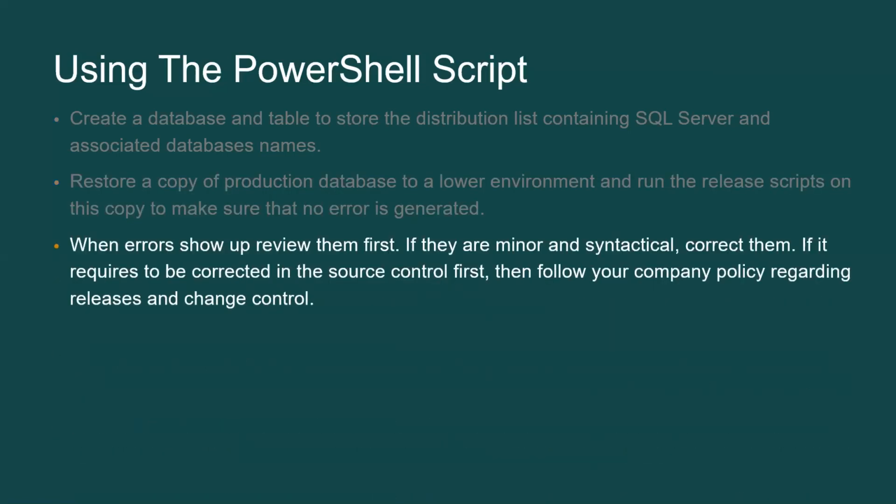The third one: if errors show up and they are minor errors that you can fix, then you can fix them. If the errors need to be corrected and checked into source control, then you need to follow your company's policy regarding releases and change control. Don't just change it by yourself and release it to production. That would cause discrepancies between what's in the source code and what's in production.